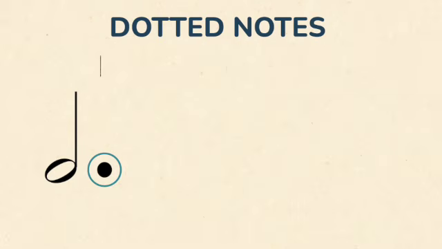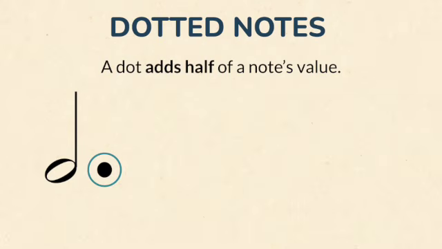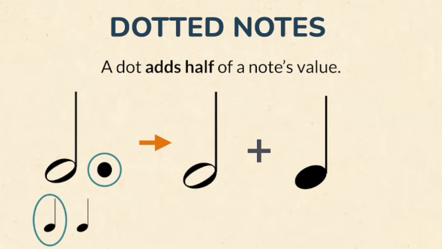A dot makes a note longer by adding half of its note value. Think of it like a little bonus note added to the end. For example, a half note is worth 2 quarter notes. One half of a half note is a quarter note, so a dotted half note is the same as a half note plus a quarter note next to it. 2 plus 1 adds up to 3 beats. You can use this rule for any note, just add half of its value.